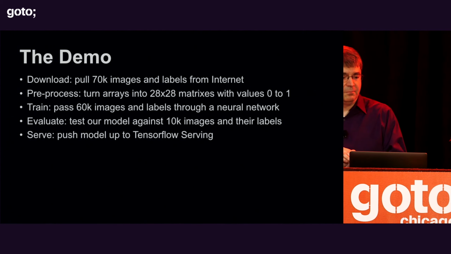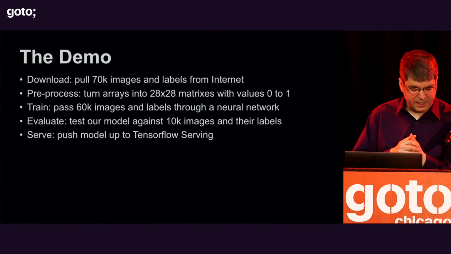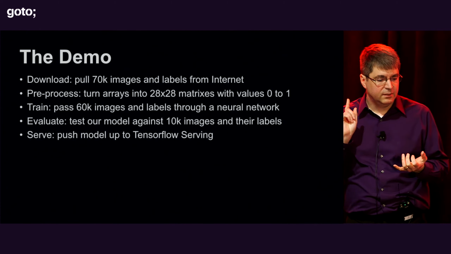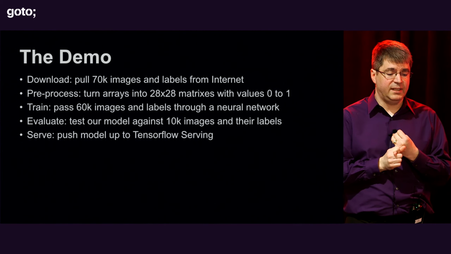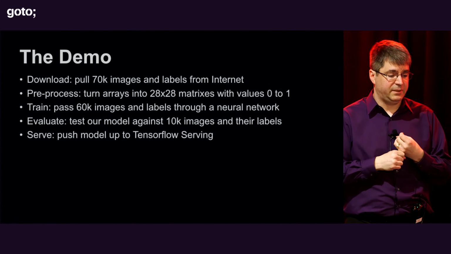All right, so the demo has 5 steps. Let me see how we're doing for time. Yeah, we've got plenty of time. Okay, so the 5 steps we're going to go through. Download. It's going to go out and pull down these 70,000 images. Remember the 10 different kinds of clothing and their labels from the internet.